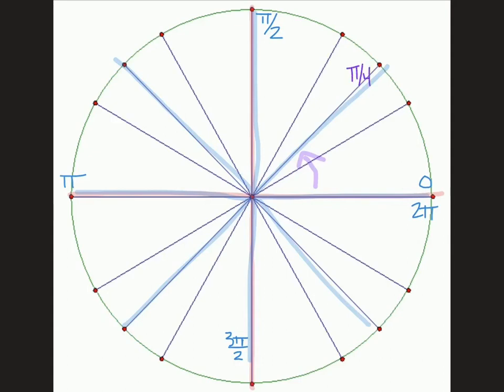And then the next blue line is 2 pi over 4, but of course 2 pi over 4 is the same thing as pi over 2. And then I have 3 pi over 4. And then I have 4 pi over 4, which of course again is the same thing as pi. 5 pi over 4. 6 pi over 4, which is the same thing as 3 pi over 2. And 7 pi over 4. And then, of course, we end at 8 pi over 4, which is the same thing as 2 pi.